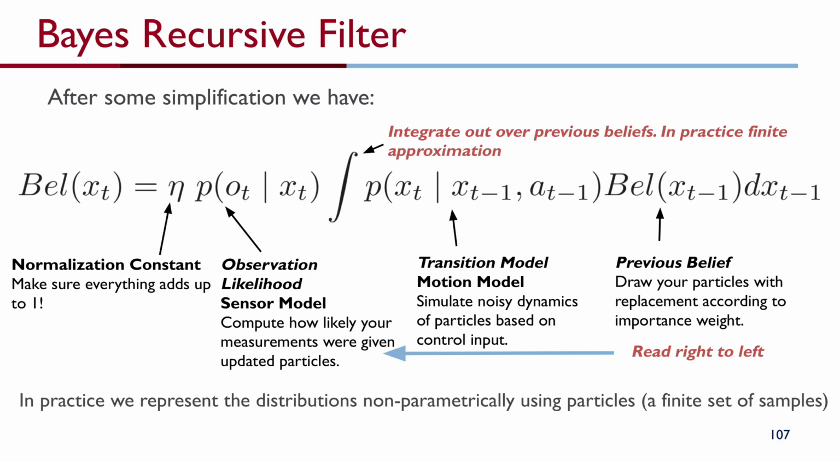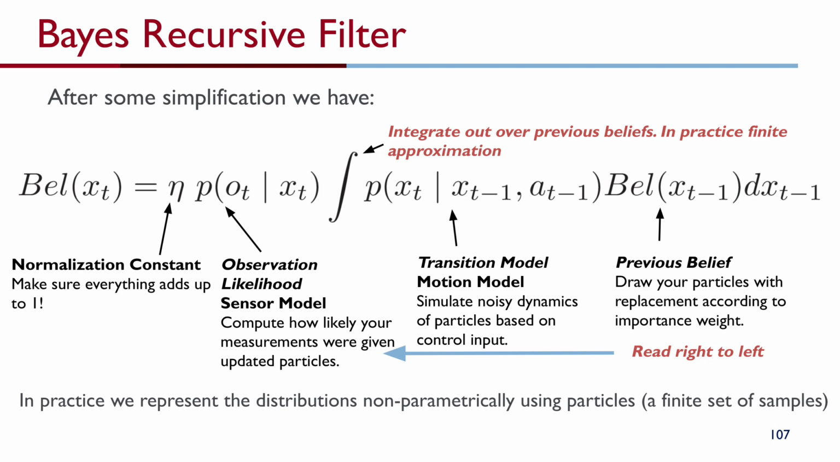So now we can summarize the belief update. We estimate the current belief using three components: the previous belief, the transition or motion model, and the observation likelihood from sensor measurements. But the belief in this form is a continuous probability distribution. It cannot be computed directly in closed form. So the question is, how do we represent this distribution in practice? A very efficient approach is to approximate it using a finite set of samples.